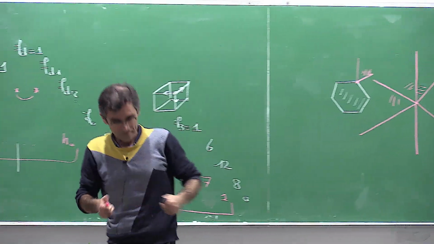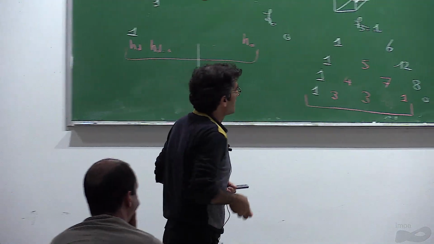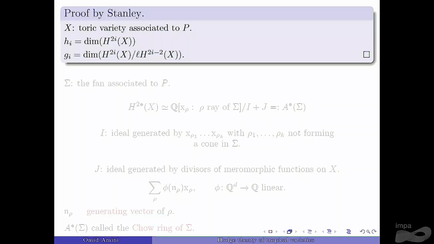Okay, so now using this fan, I can construct a toric variety. I won't tell you how you construct it, but there is a complex algebraic variety, actually a projective variety, X, you can associate. And it turns out that the H sequence that I gave you counts exactly the dimension of H^{2i}, the 2i part of the cohomology. The cohomology of this toric variety, which is simple, is only non-vanishing in even degrees, and if you count the dimension of the even degree part, it gives you exactly the sequence Hi.